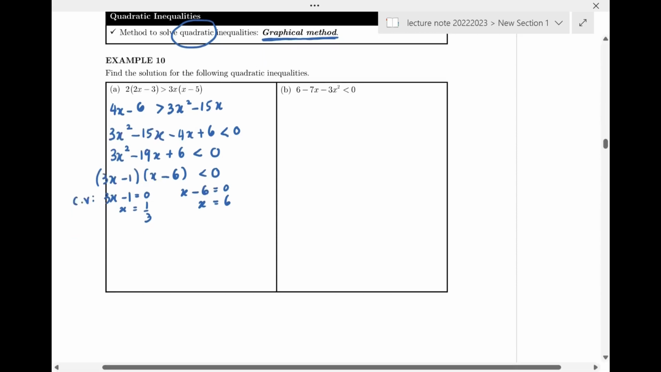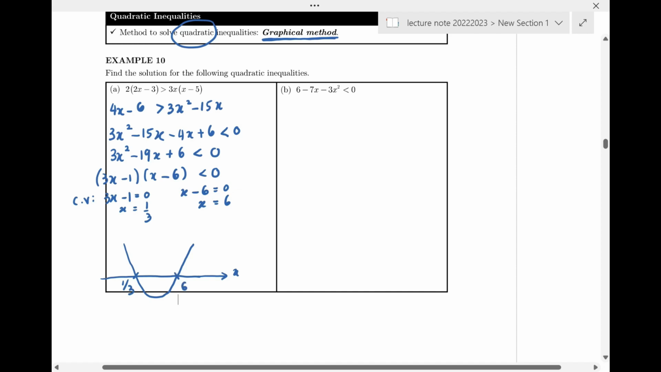Next, what do we do? We sketch a quadratic graph. So we put here our x axis. We draw a smiley graph. So here should be 1 over 3 and here is 6.